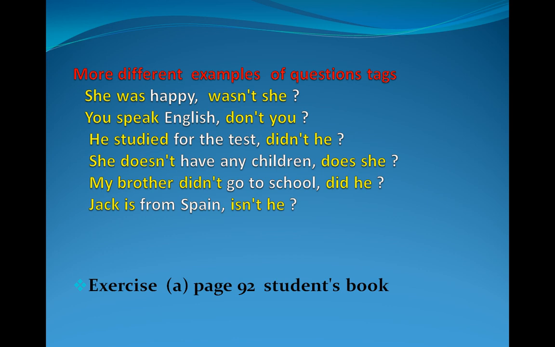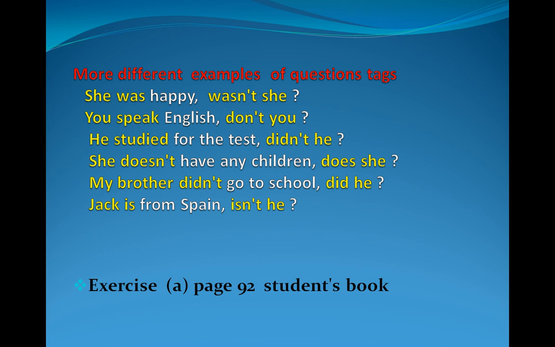Here are more different examples of question tags used in the simple present or in the simple past. She was happy, wasn't she? Was is the simple past of the verb to be. So was is an affirmative form, and wasn't is a negative form of the verb to be in the simple past. So, like we said before, whenever you start your sentence with an affirmative or a positive statement, you finish it with a negative question tag.